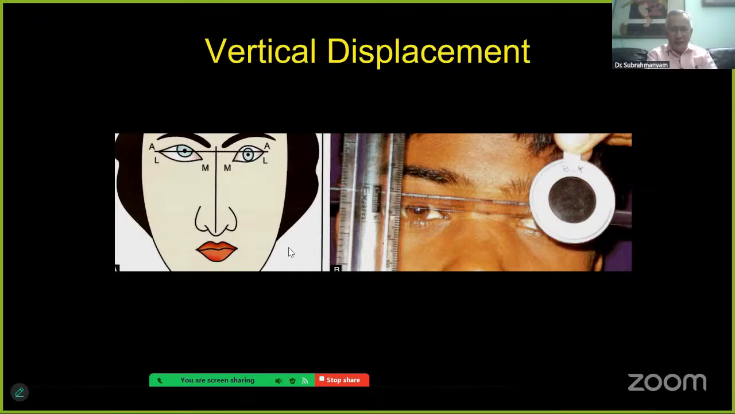For vertical displacement, keep a scale. Here it requires somebody's help. In line joining both the lateral canthi, occlude the unexamined eye again. With the help of a scale, from the scale number 1, you measure the position of the lower limbus. That tells the vertical displacement. Repeat the same for the other eye.